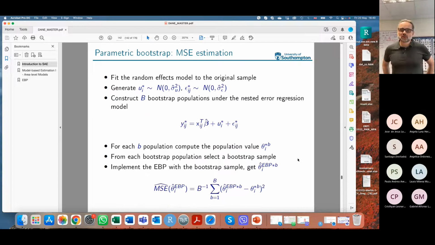And you can use it in terms of mean square error estimation. So if you want to calculate now the uncertainty that is associated with these empirical best predictors, whether that is a headcount ratio, a poverty gap, a poverty severity, an inequality index, or whatever it is, the method that has been proposed for mean square error estimation is parametric bootstrap.